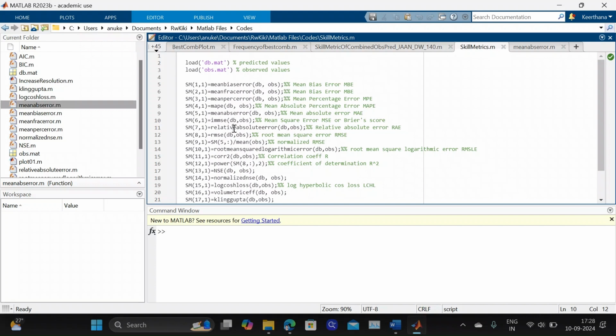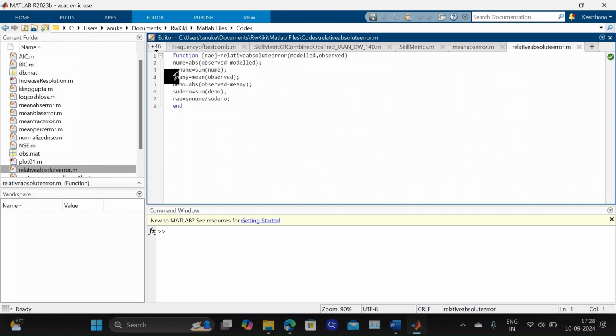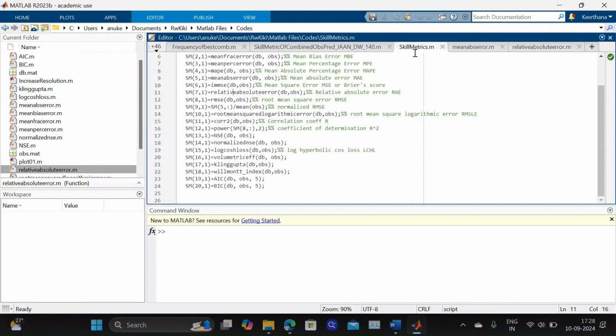I will go with relative absolute error. This is the function for relative absolute error, and you can change the names. I just named the variables sum, mean, pseudo, sum of the denominator, just like that. You can assign the variables according to your wish. Now RMSE is an inbuilt function. Now for normalized RMSE, I used this RMSE and created a function here itself, divided by the mean of the observations.